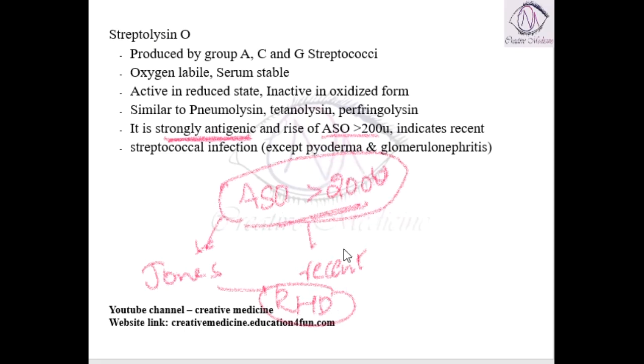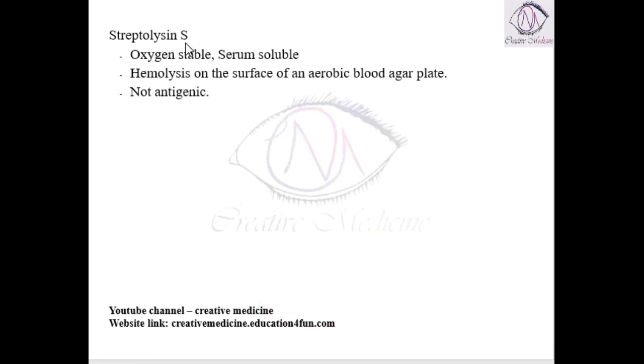Now in rheumatic heart disease you will see a raised ASO titer, but in pyoderma and glomerulonephritis it is not important. But it is important to indicate that there is a recent streptococcal infection, that is streptolysin O. Then we also have streptolysin S.